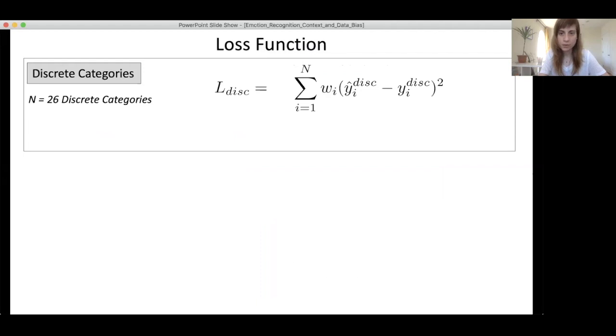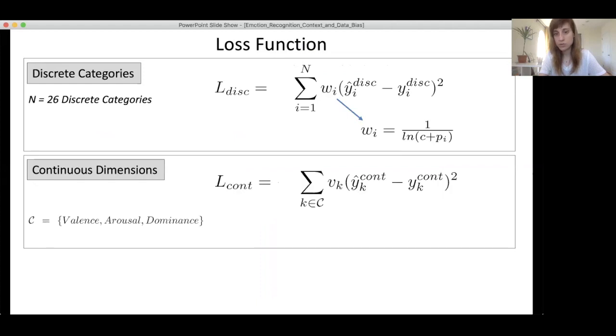We tried different loss functions. One that worked well for discrete categories was the Euclidean loss, because we have a multi-label problem, so it's not a classification problem. And the only thing is that we needed to use weights because the data set is unbalanced. There are some categories that have more images than others, so we need to correct this with weights.